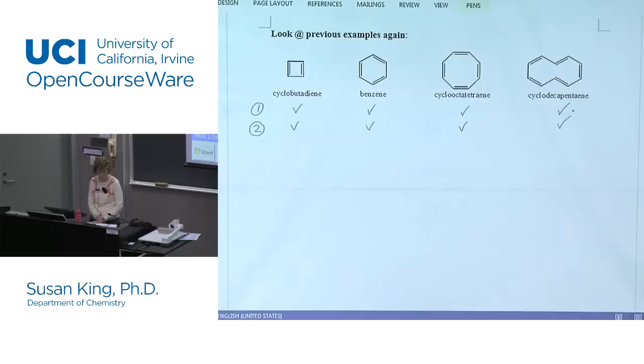Rule number three, structure must be planar to allow for continuous overlap of parallel p orbitals. And sometimes this can be difficult to decide. What I'll tell you here is our rule of thumb for this class: if all of the atoms in the ring are sp2 hybridized and you have a six-membered ring or lower, it's planar. It's only when you get to larger rings that atoms can bend out of planarity when they're sp2 hybridized. So that's going to make it a little easier for us. All right, so number three, is it planar? This is a four-membered ring where all the atoms are sp2 hybridized, so it is definitely planar. That means we count electrons.